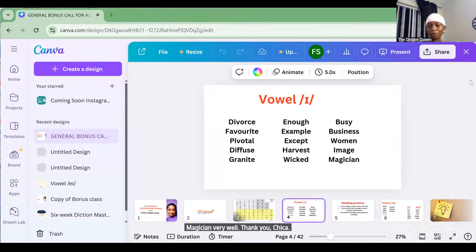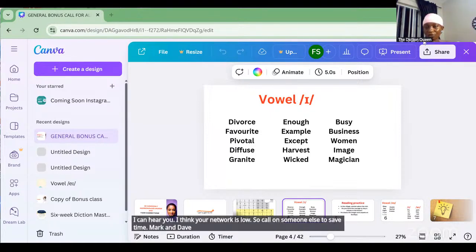Okay, I'll call on Oluwa Funke. Oluwa Funke, kindly unmute. Then after Oluwa Funke, I call on one more person and we'll proceed. Oluwa Funke, please unmute. Good evening. Oluwa Funke, can you hear me? I can't hear you. I think your network is low, so I'll call on someone else to save time. Makinde Victoria, or is it Victor? Please unmute.